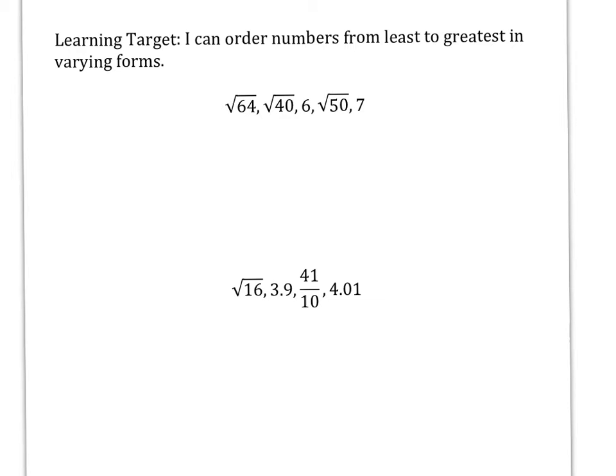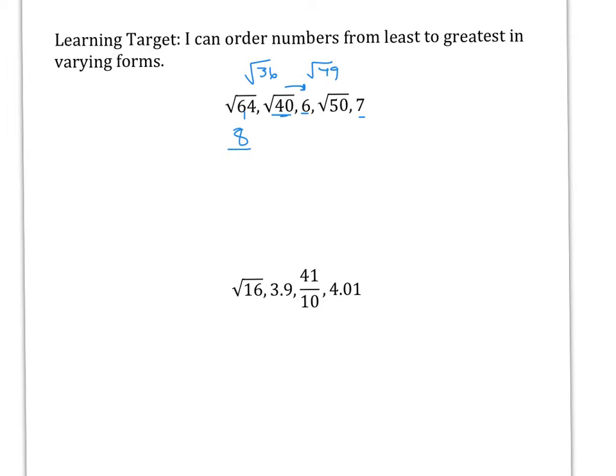The square root of 64 is 8. So far I know I have 8, 6, and 7. Now, let's think of where the square root of 40 would end up being. Well, the square root of 40 is between which two perfect squares? The square root of 36, which would be 6, and the square root of 49, which would be 7. And so this square root of 40 is bigger than 36, so it's going to be over 6. So we know that it for sure is going to be larger than the 6.